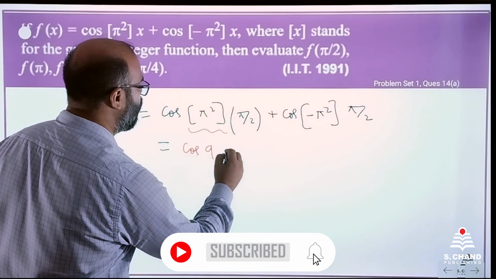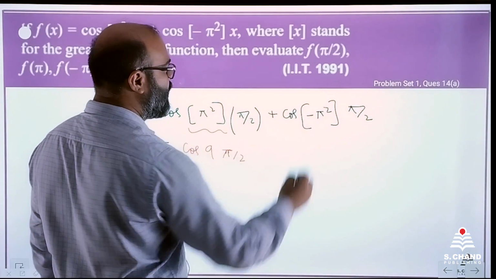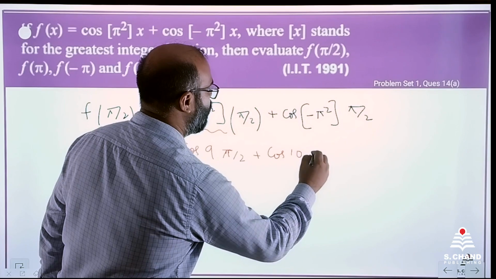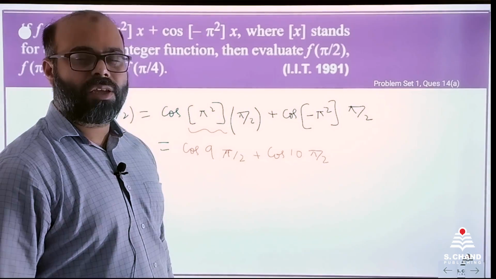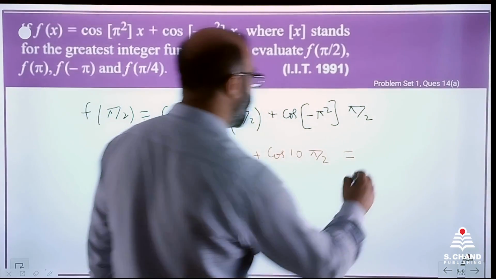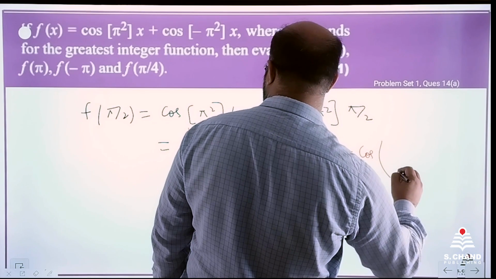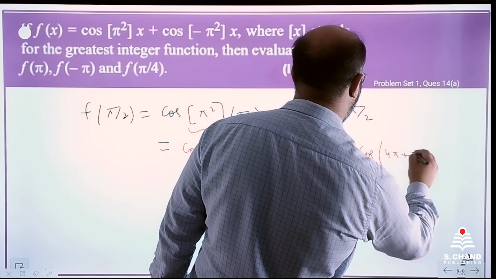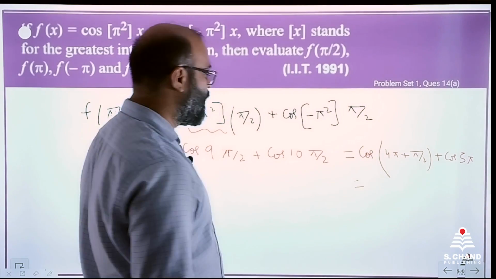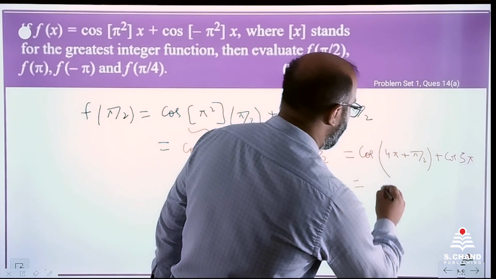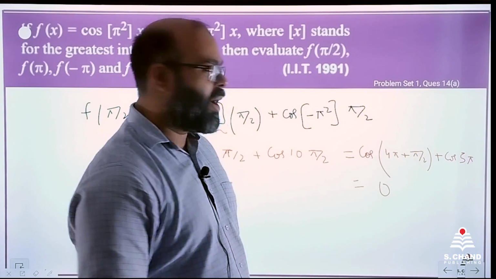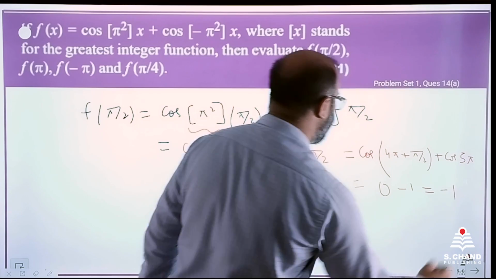So cos 9 pi by 2. And then we have minus 9 point something, which is minus 10. So this will be cos of 10 pi by 2, because minus sign will be absorbed inside the cos. So this will become cos 9 pi by 2, which is actually cos of 4 pi plus pi by 2, and this other part is cos of 5 pi. So cos of 4 pi plus pi by 2 is cos pi by 2, which is actually 0. And cos of 5 pi will be cos of pi, that will be equal to minus 1. So this value is minus 1.